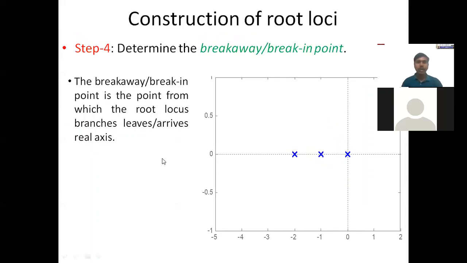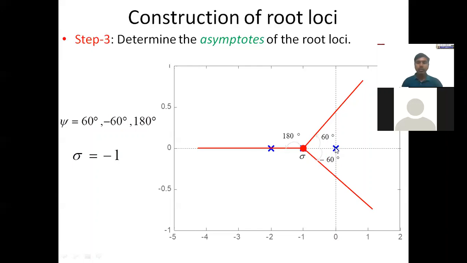After this, we have to find out the breakaway and break-in points. Why are the breakaway and break-in points required? Here we have three poles and the root locus exists from this pole to here, like this. Every time the root locus path starts from a pole and ends at 0 or at infinity. Since 0 is not there, it should go to infinity only.